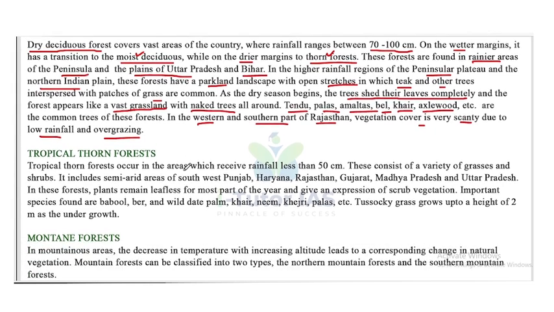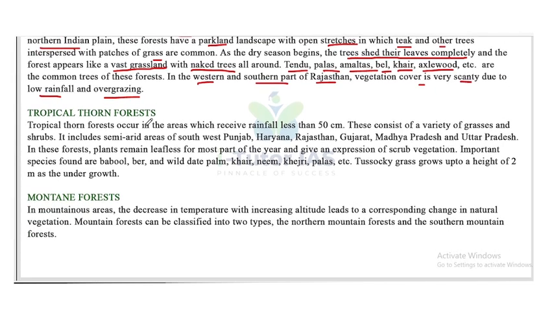Now, next one is tropical thorn forest. Tropical thorn forest occurs in the areas which receive a rainfall less than 50 centimeter. These consist of a variety of grasses and shrubs.